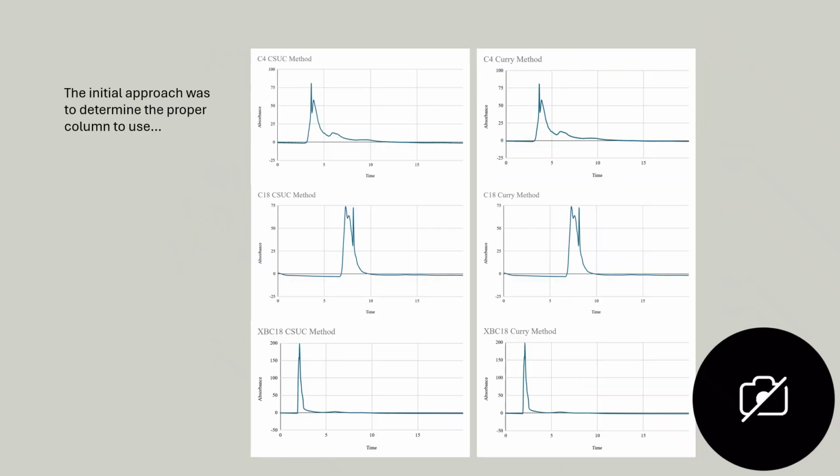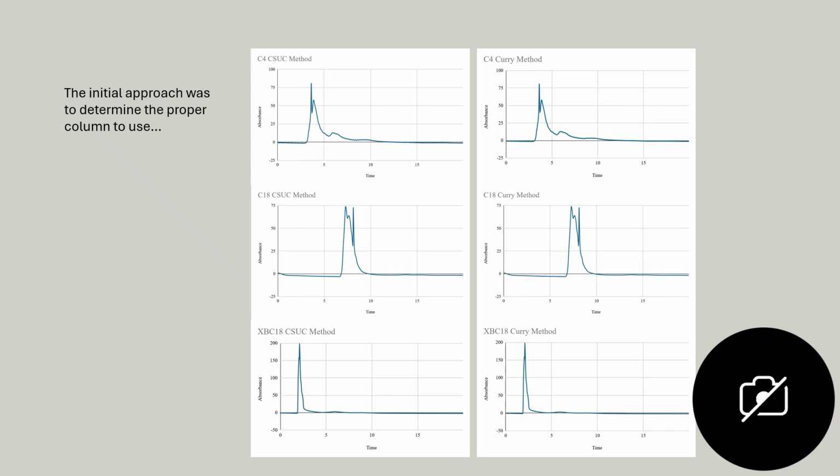Initially in the summer, we didn't really have any idea of what column we were going to use, what mobile phase we were going to use. So we ended up having to figure it out experimentally. So we took a few different columns and we ran just the two extraction methods through them, and we compared them to see which ones we liked and which ones we wanted to take forward to the next test. So here we started with the columns. As you can see, there's the C4, C18, and then XB-C18.